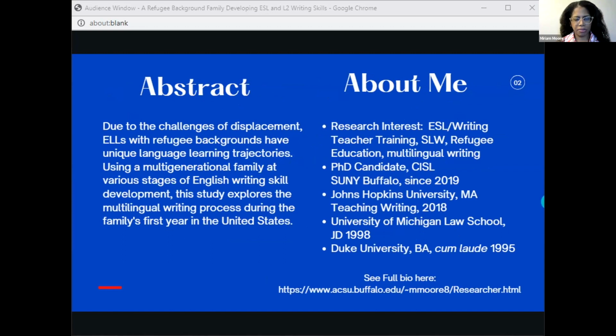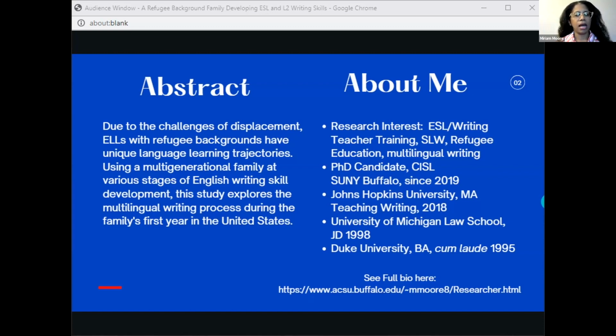So while I had some things in common with my participants, there also were some challenges to accessing this population. So I'll talk a little bit more about that later. But my research questions were, what defines the process of language development for refugee background students as they're learning to write in English? And what defines their writing process over time?